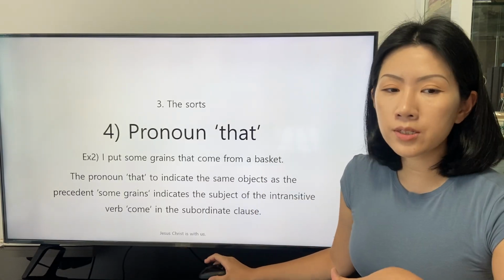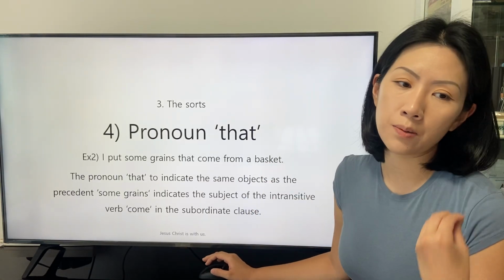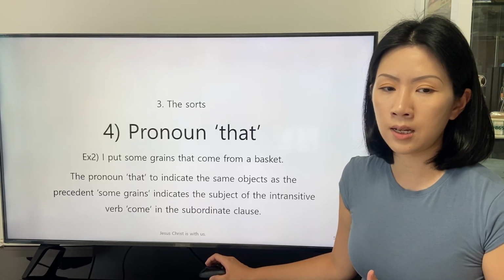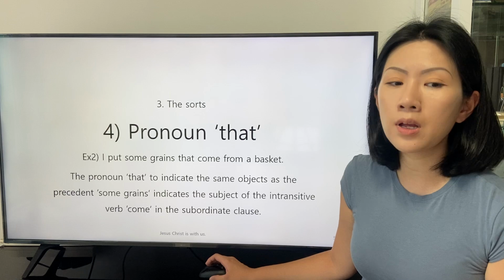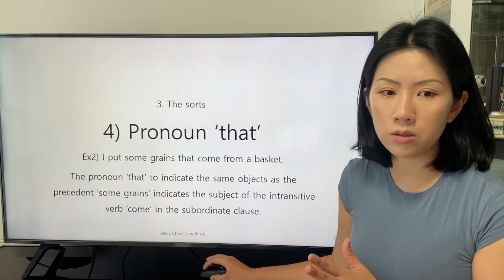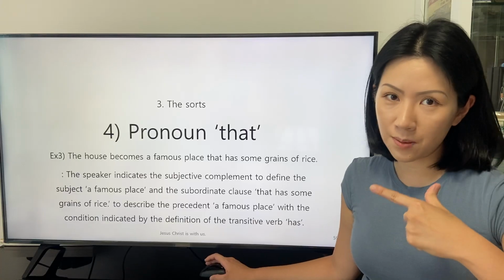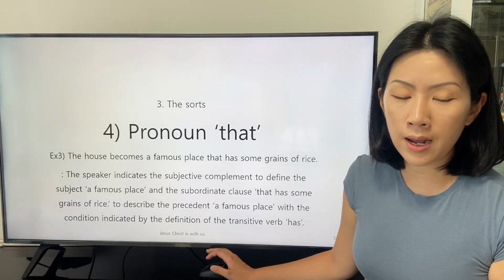The pronoun that indicates the same object as the precedent, some grains, and indicates the same subject of the intransitive verb come in the subordinate clause. The third example that the pronoun that is applied as the relative pronoun is this.